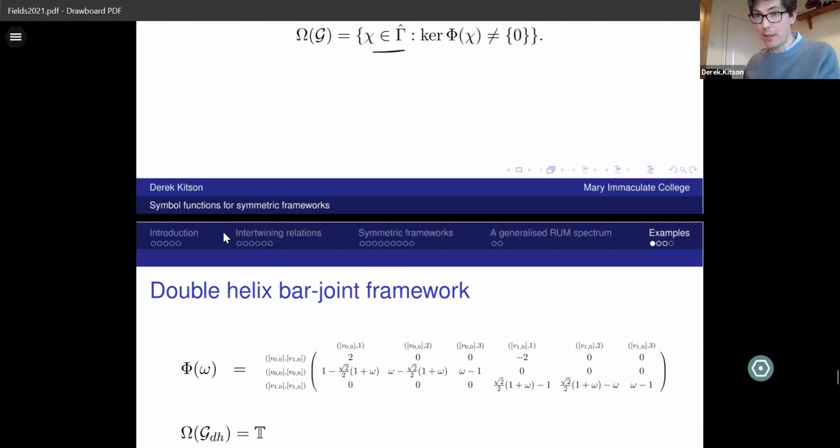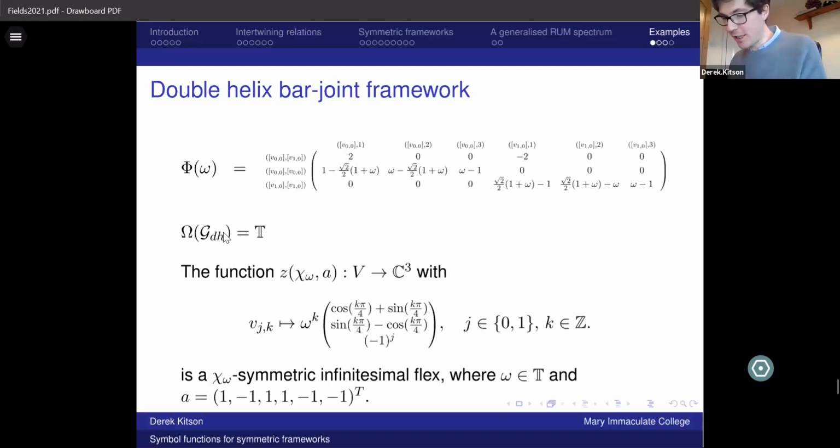So just to wrap up, if I can manage in 2 minutes, hopefully that's okay. The three examples I showed you at the start: I gave you a sort of double helix thing with screw symmetry. We worked through this in the paper, and we worked out a symbol function for that. We worked out the RUM spectrum is the entire dual group, so it's all of the circle. And we worked out some of these chi-symmetric infinitesimal flexes explicitly here. So you can read more about that in the paper.